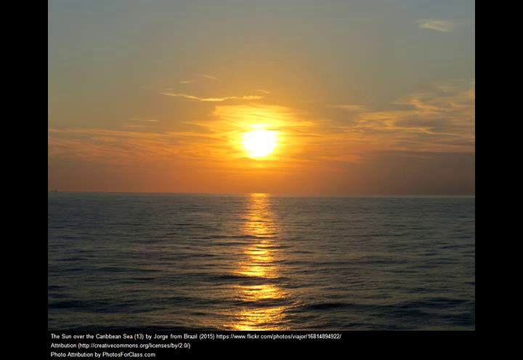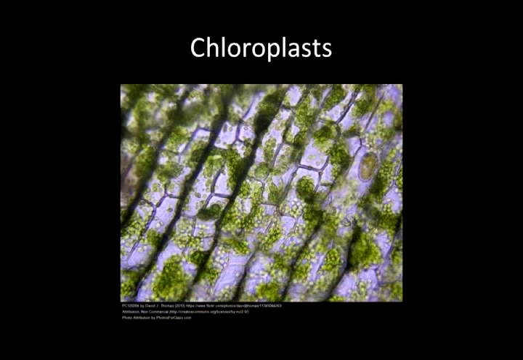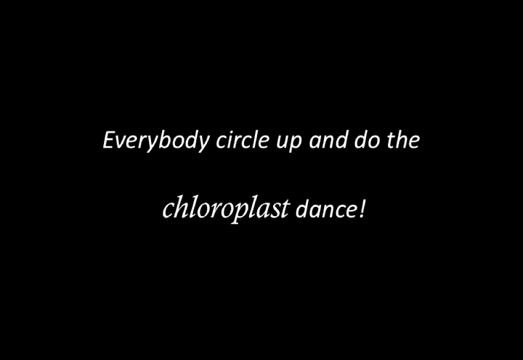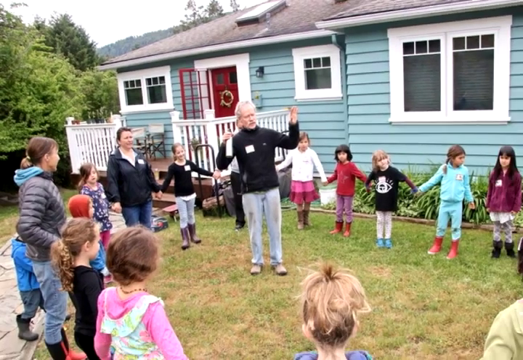All living things need sun. The chloroplast in the plant leaf captures sunlight and uses it as energy to make the carbon into food. When chloroplasts capture sunlight, they vibrate to create the energy to make food from the carbon the stomata captured. Everybody circle up and do the chloroplast dance.